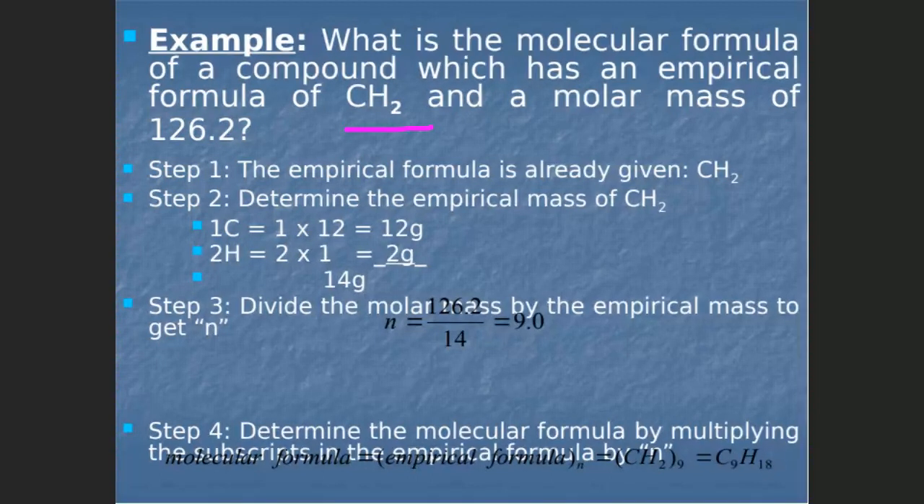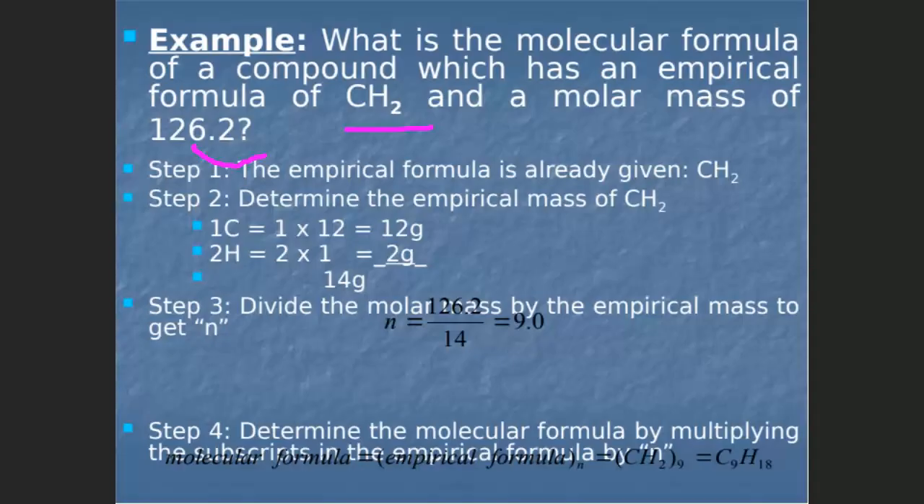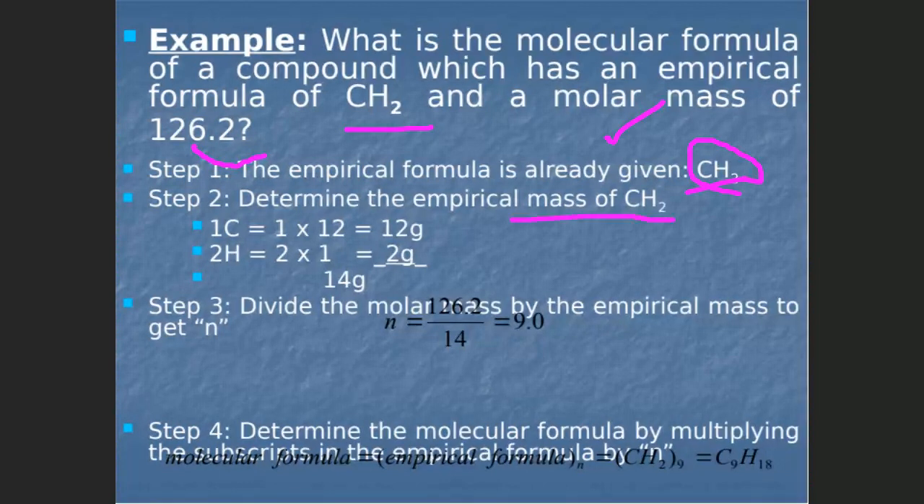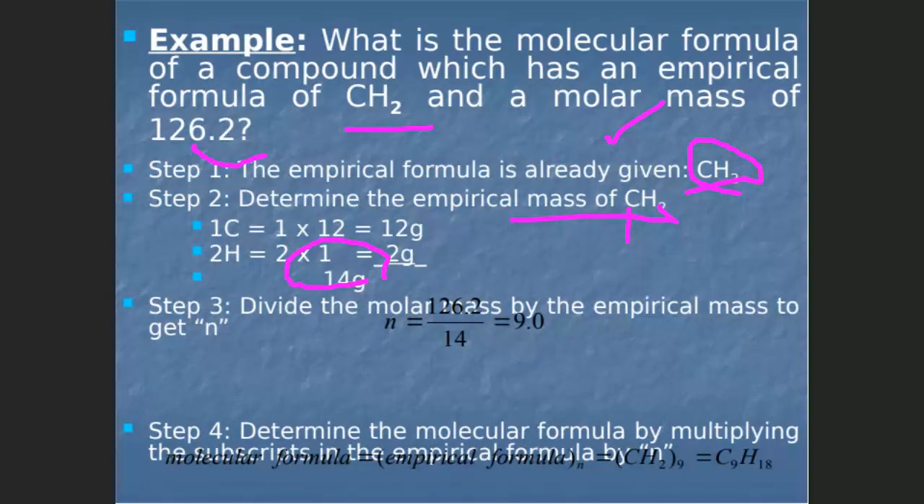So for the compound, we have the empirical formula CH2 and the molar mass 126.2. What we saw here: n equals molar mass divided by mass of empirical formula. In that case, we already have CH2 as the formula and the molar mass 126.2. So the empirical formula is already given, so you don't need to make it. Second step, determine the empirical mass of CH2. We have 1 carbon and 2 hydrogen, which is 14 grams.